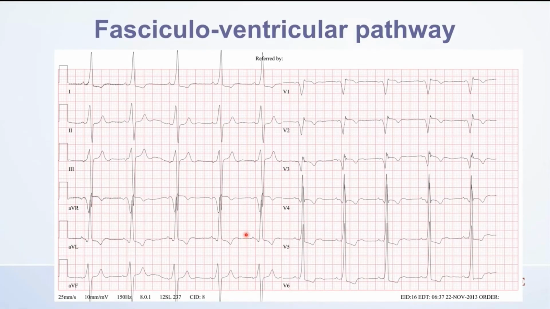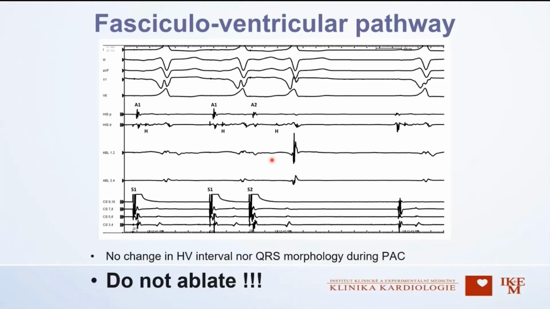So lastly, I will talk about fasciculoventricular pathway, which is very, very rare. It looks like pre-excitation, but if you look at the electrogram, you will see this kind of pattern. So you have an H and a very short HV interval. And if you administer an atrial extrasystole, you will see prolongation of the AH interval with the same morphology of the QRS complex with no change in HV interval.